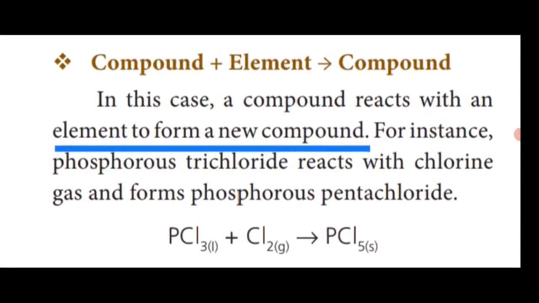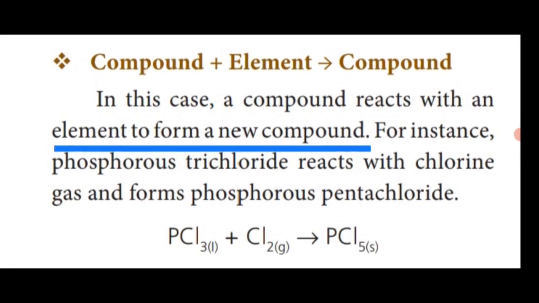For instance, phosphorus trichloride reacts with chlorine gas. Phosphorus trichloride, formula PCl3, reacting with chlorine gas, formula Cl2. The PCl3 combines with Cl2 to form PCl5, phosphorus pentachloride. PCl3 is a compound, Cl2 is an element, and PCl5 is a compound. This is compound plus element.